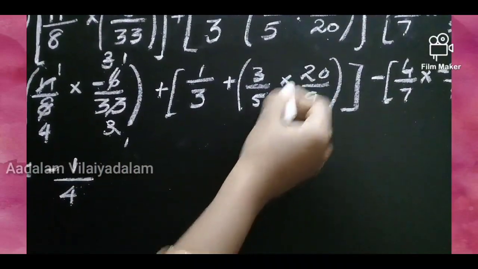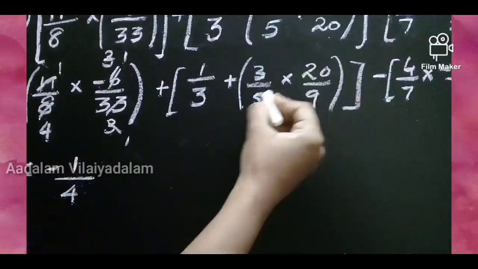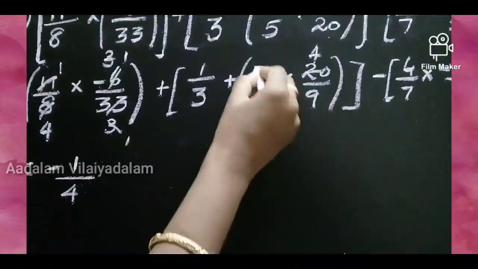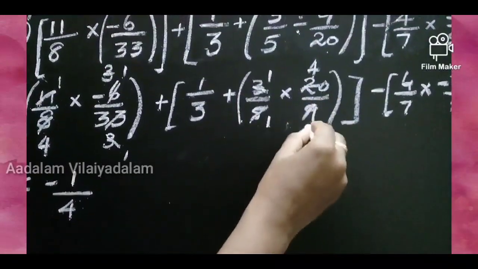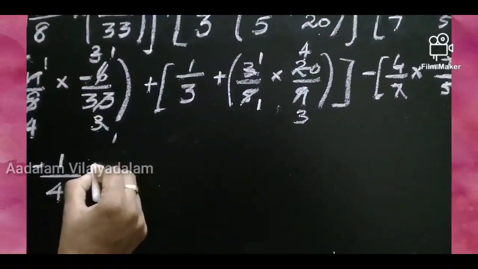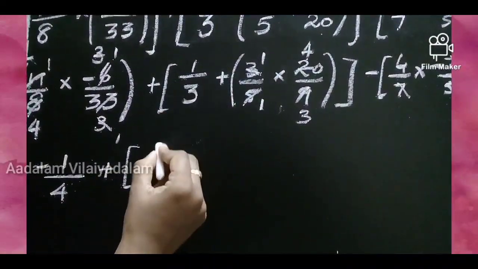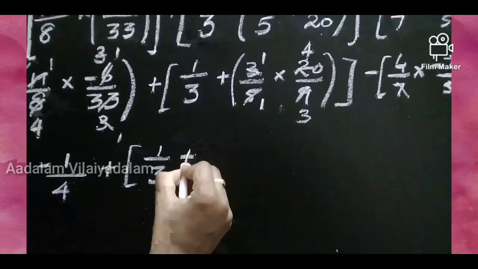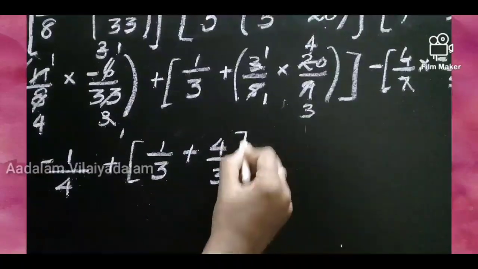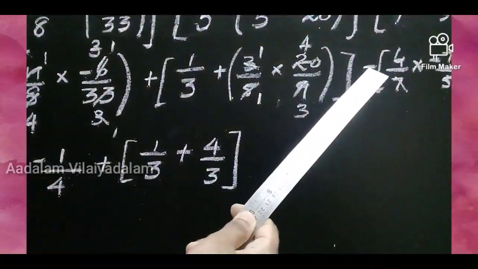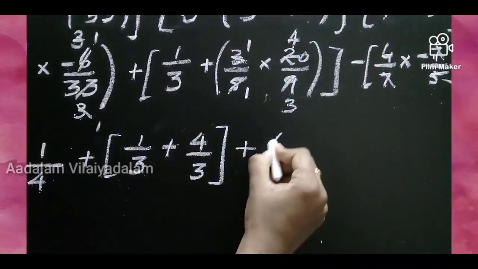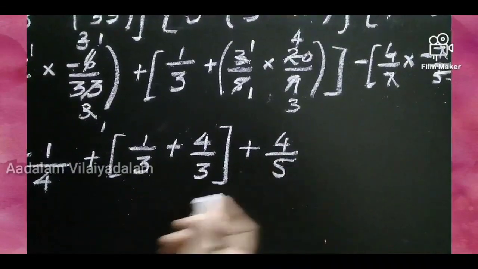The second one also. So 5 and 20: the 5 table is common, 5 ones are 5, 5 fours are 20. And 3 and 9: 3 ones are 3, 3 threes are 9. The last one, 7 and 7 are common, cancel. So for the second one, what is the remaining term? 1/3 plus 4 ones are 4 divided by 3. The last one: here minus is there, here also minus is there. So minus into minus is plus, 4 divided by 5.